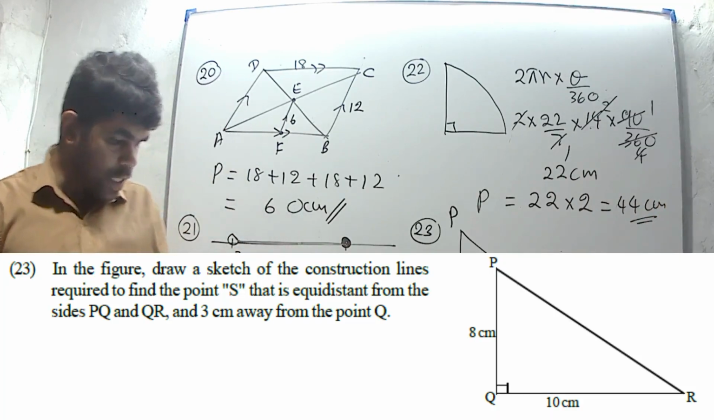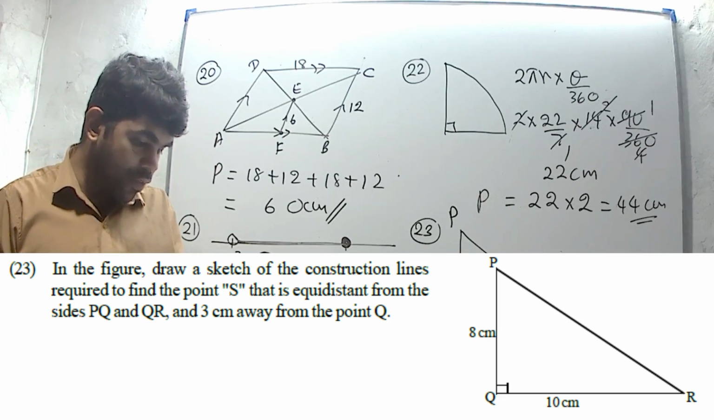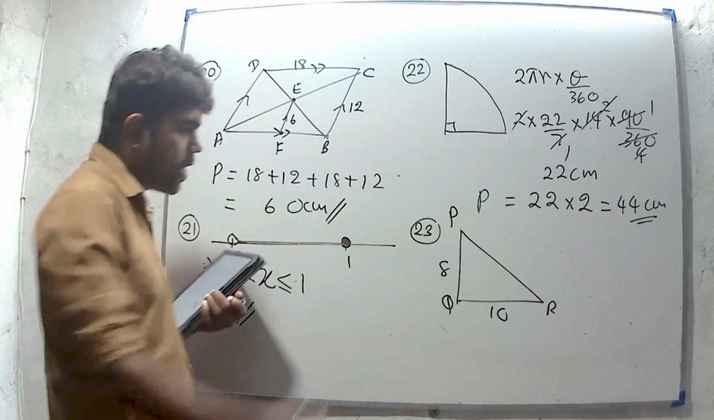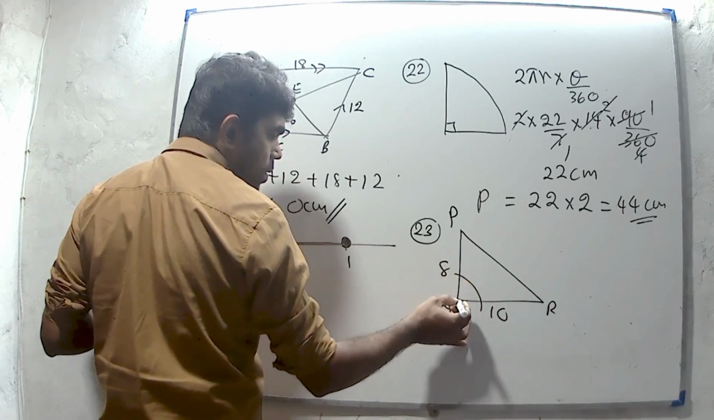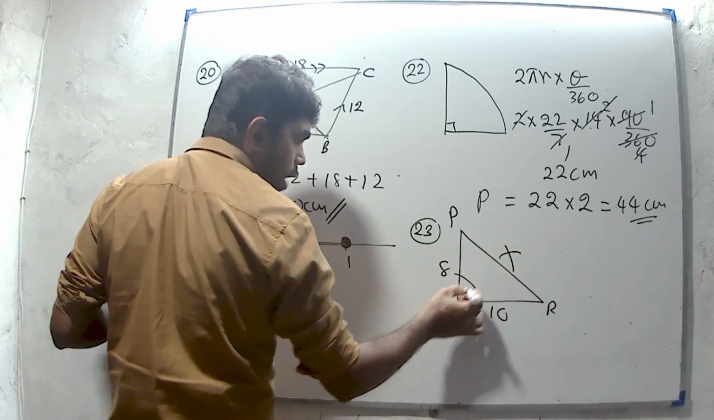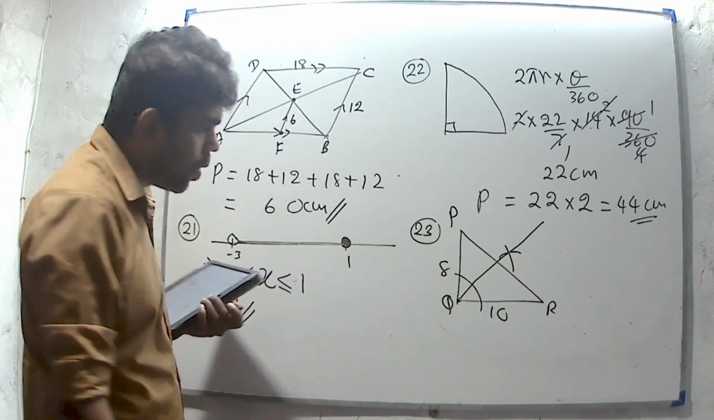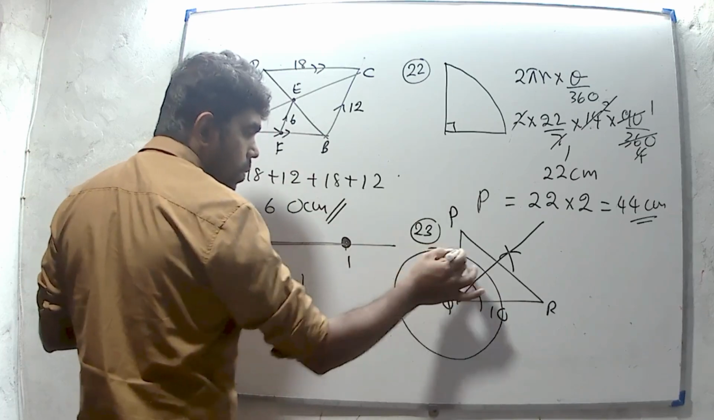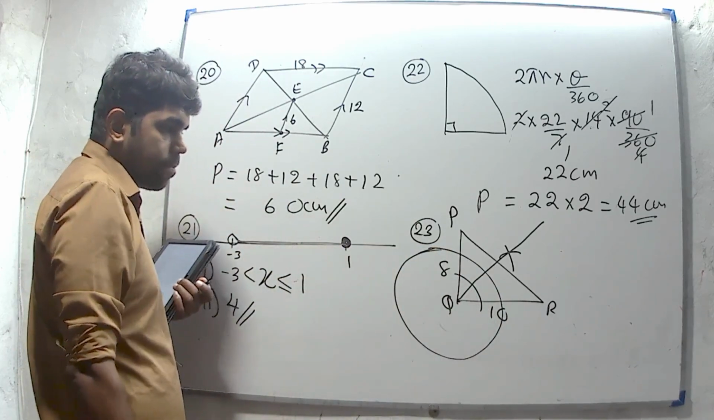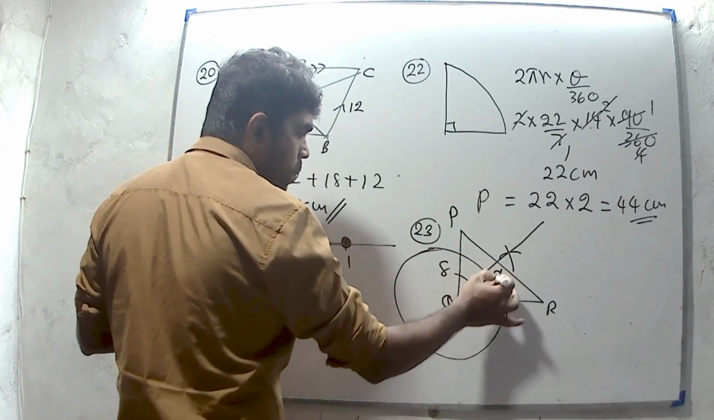Question number 23. In the figure, draw a sketch of the construction lines required to find point S that is equidistant from sides PQ and QR. Equidistant from PQ and QR, so we have to draw the angle bisector of this angle. We can use only a rough sketch. And 3 centimeters away from Q. From point Q we have to measure 3 centimeters and draw the circle. Then the point satisfying both conditions is this one. It is the point S.